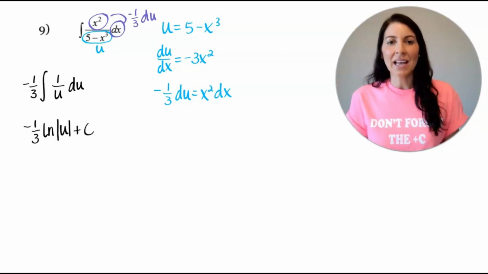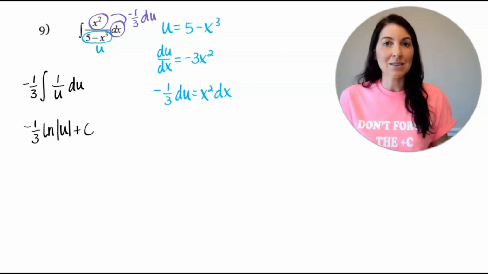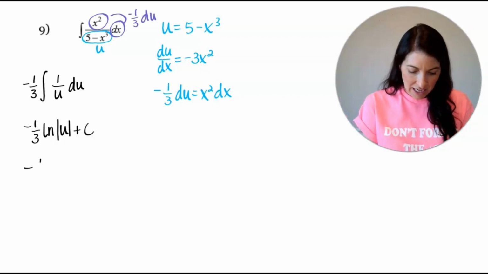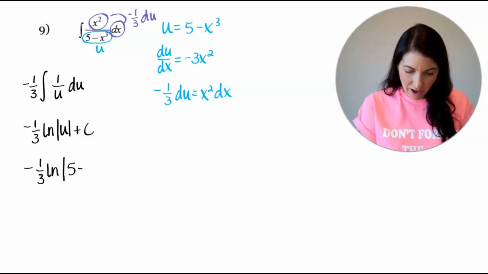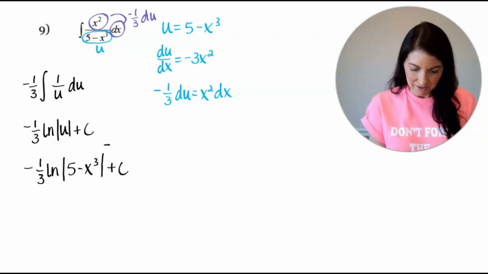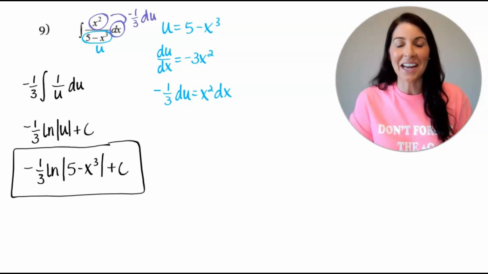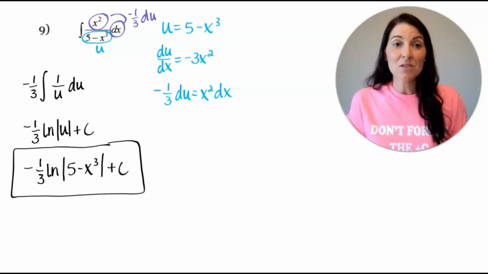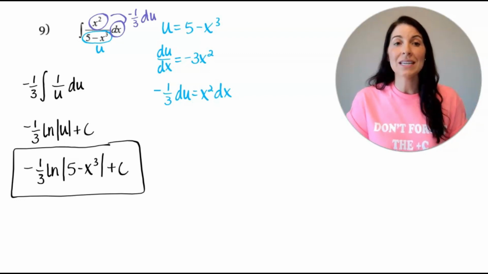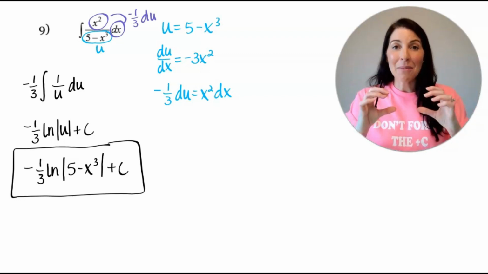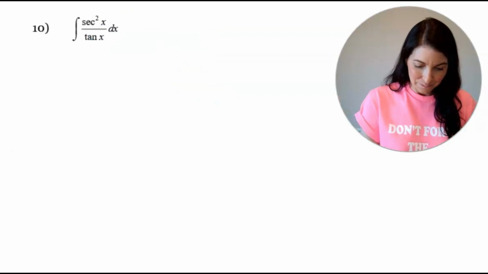Let's substitute back in the expression 5 minus x cubed for our u to get a final answer of negative 1/3 times the natural log of 5 minus x cubed plus c. And there is our answer to this problem number 9. So notice we've used now a new strategy, and this strategy is make the denominator your u.